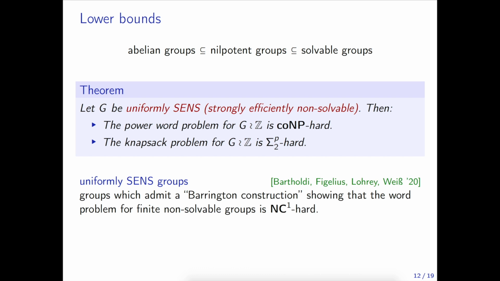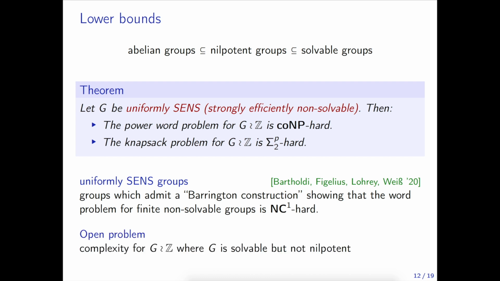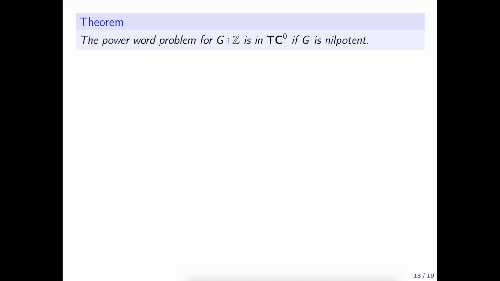These uniformly SENS groups were defined in a recent paper, which will appear at CCC this year. And roughly speaking, these are groups which can simulate the proof of Barrington that the word problem for finite non-solvable groups is NC1 hard. So this leaves a gap between the solvable and the nilpotent groups for both the power word problem and the knapsack problem. For the rest of the talk, I want to give you some ideas of the proofs.